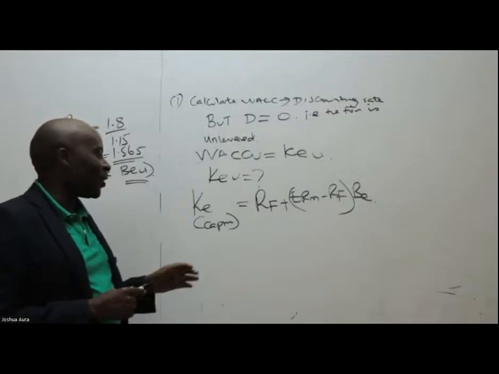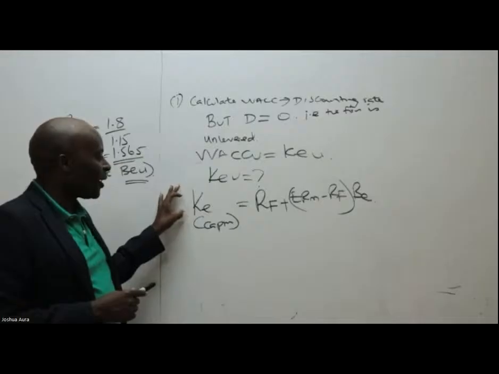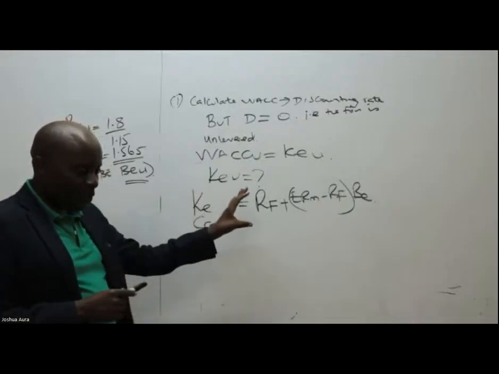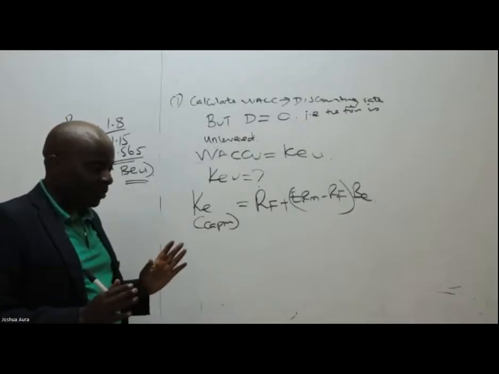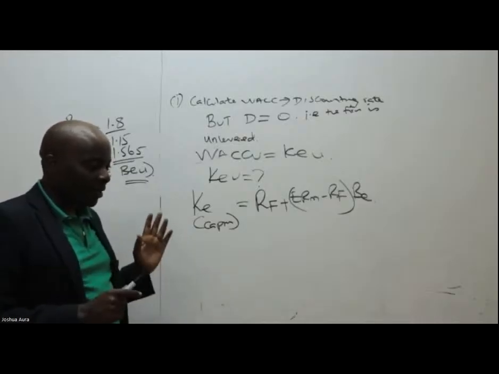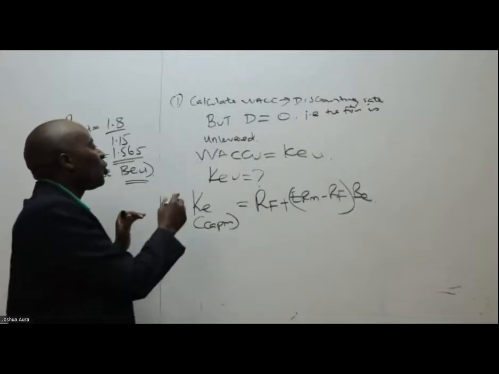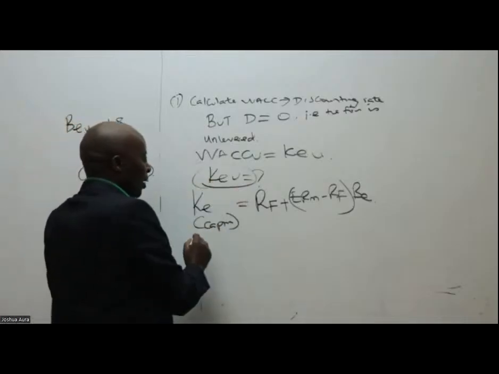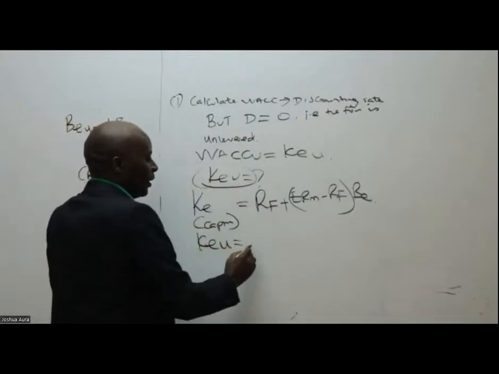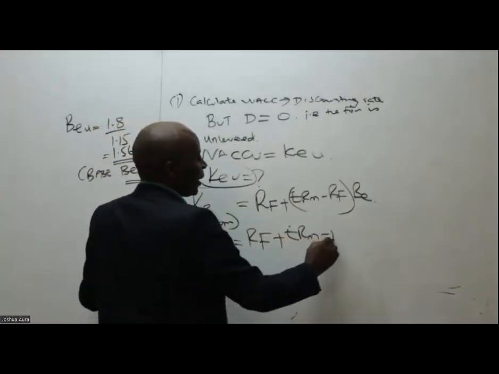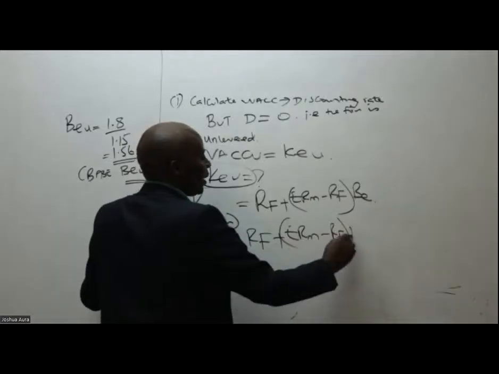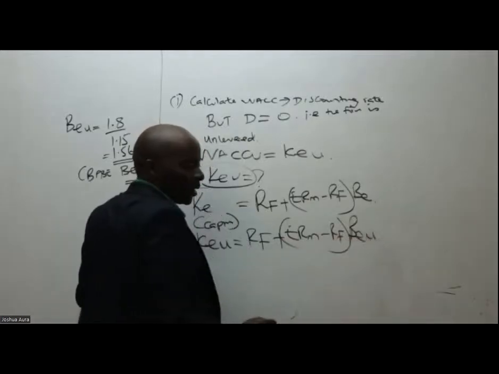Could you kindly, ladies and gentlemen, confirm whether you've been able to write up to here? Are we together up to here? I'm not even asking about understanding, but first of all, are we together? Great. So what they want us to do is give them KEU, the cost of equity of the unlevered firm, which will be equal to the risk-free rate plus expected return of the market minus risk-free rate, times BEU.